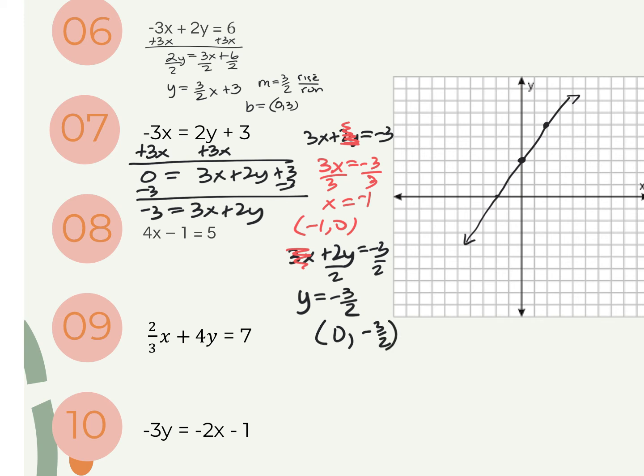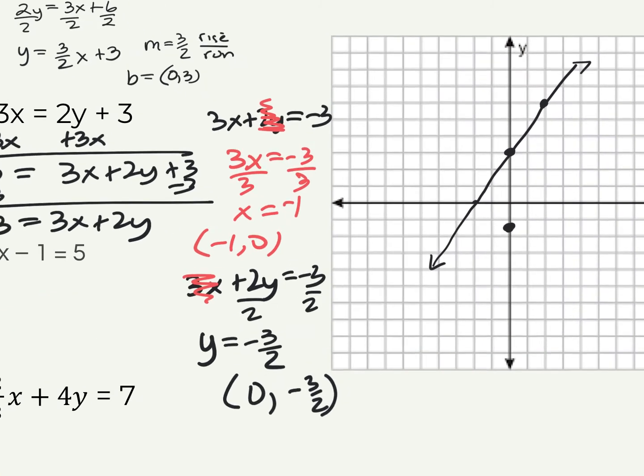So I'll put an ordered pair at negative 1.5 on the y-axis. Then I can also graph negative 1, 0. And let me do this one in red. And then here is the x-intercept, and then connect the points.